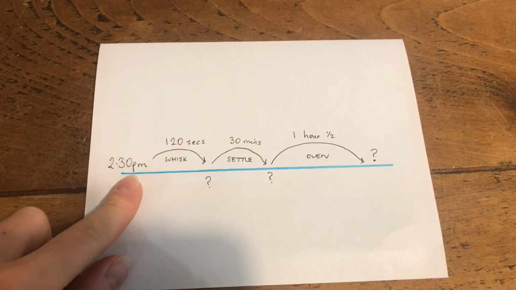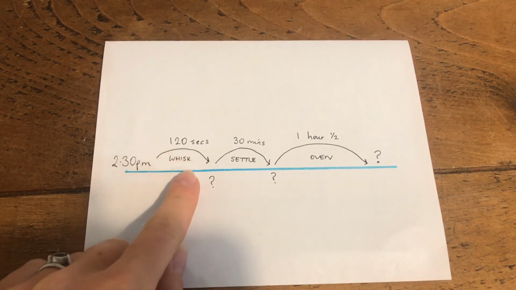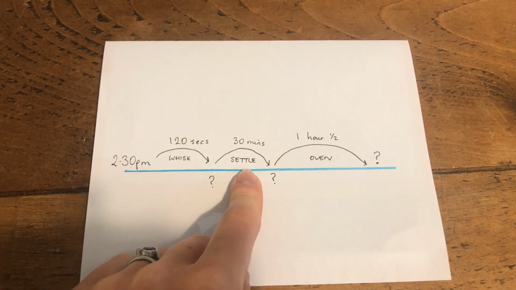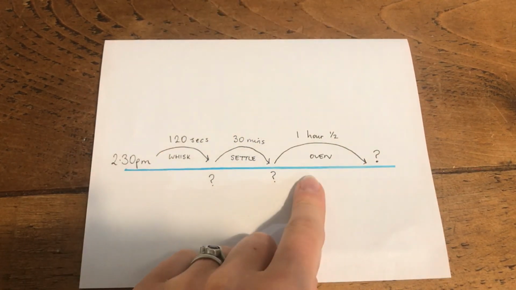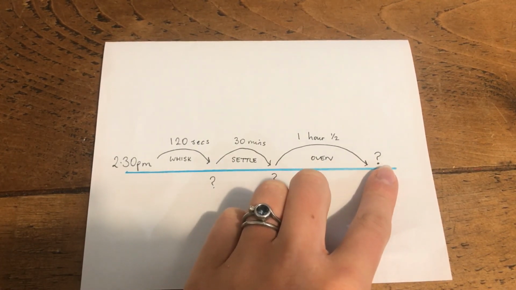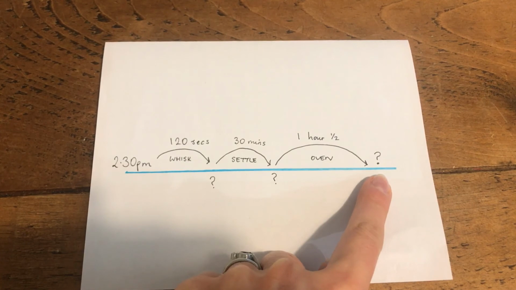Okay, 2:30. She whisks the mixture for 120 seconds. Then she leaves it to settle for 30 minutes. Interesting, it's quite a long amount of time. And then she puts it in the oven for 1 hour and a half. So you need to work out what time it will come out of the oven. But along the way, you'll need to be tallying up the times until we get to the end.